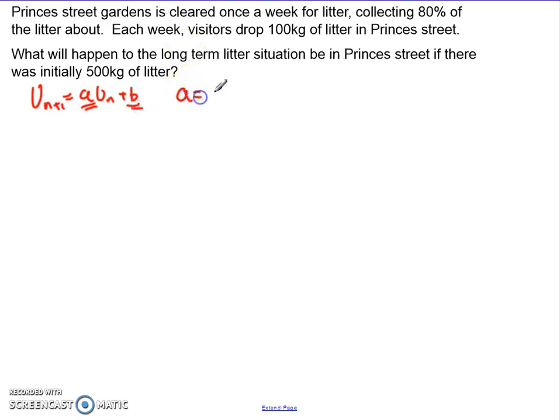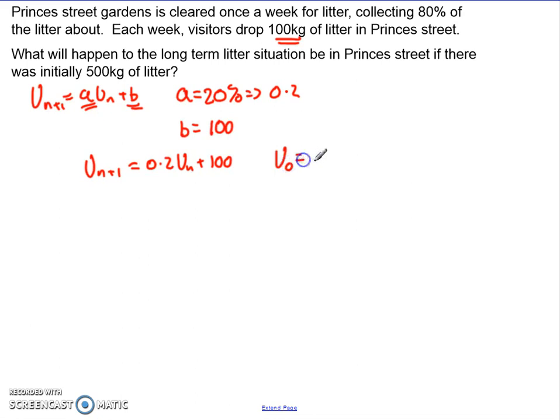So in this case, we know that A, it's 80% is collected, so it's what's left. We know if 80% is collected, we've got 20% left. So A, we know, is going to be 0.2. B, 100 kilograms are dropped each week, so B is going to be an extra 100, so it's going to be add 100. So we know in this case our u_{n+1} equals 0.2u_n plus 100. And we could say, fine, we also know our first term, u0, is 500.